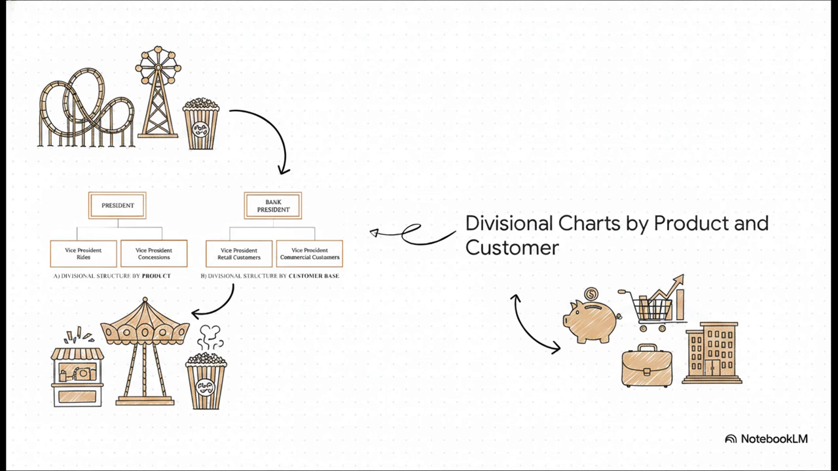Say you run a massive theme park, you might need to split your management into entirely separate divisions for rides and concessions, because let's be real, running a high-speed roller coaster is very different from selling hot dogs. Or if you're a bank president, you might divide things right from the top based on your customers, separating everyday retail consumers from big commercial business clients.